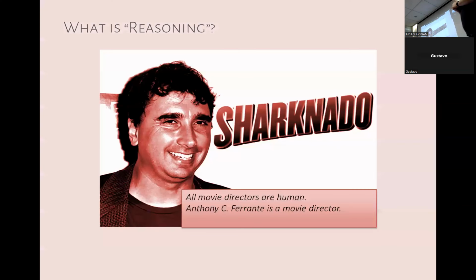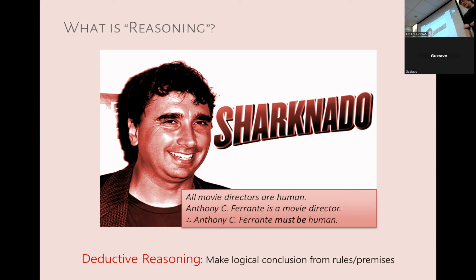So what is reasoning? If I tell you all movie directors are human and Anthony Ferrante is a movie director, what could you imply from that? Anthony's human, right? Anthony Ferrante must be human. We can be sure of this. Relatively sure. This is deductive reasoning. It's basically making logical conclusions from rules and premises. So all movie directors are human. Anthony Ferrante is a movie director, therefore Anthony Ferrante must be human. This is just one type of deductive reasoning we can apply, but this is the illustrative example of the type of thing we can do.